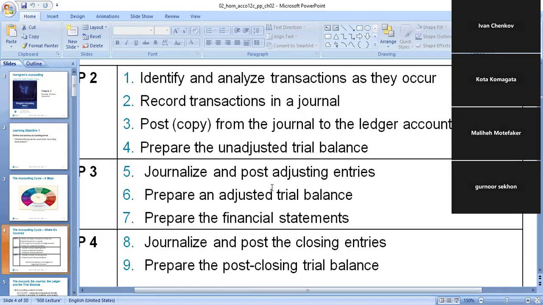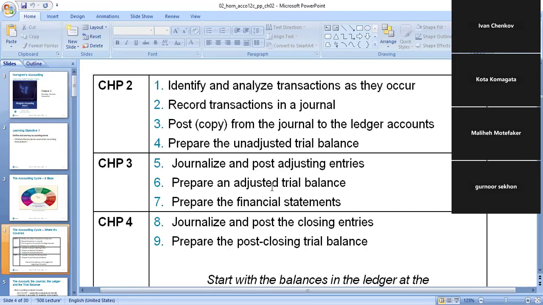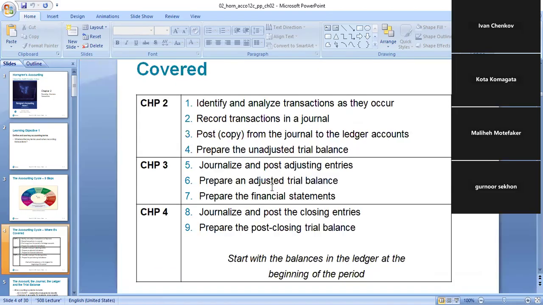So again, we're going to start with identifying and analyzing the transactions. We already started with the transactions last time. Now we're going to start identifying again. We're going to repeat that process. Then we're going to record the transactions into the journal. We're going to post that journal into the ledger account, and we're going to prepare the unadjusted trial balance. Next time, we're going to start journalizing the adjusting entries, preparing the adjusted trial balance, and preparing financial statements. And the following time, in class, we're going to journalize and post the closing entries and prepare the post-closing trial balance.